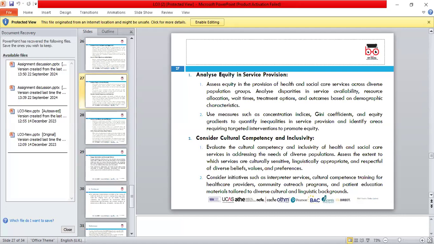We must also consider cultural competency and inclusivity. You can evaluate the cultural competency and inclusivity of health and social care services in addressing the needs of diverse populations. Assess the extent to which services are culturally sensitive to diverse beliefs, and consider initiatives such as interpreters. Once you see people are struggling, they may have issues with their dialect or language. You have to devise ways where you can help, and one of them could be interpreters, training for healthcare providers, community outreach programs, and patient education materials.